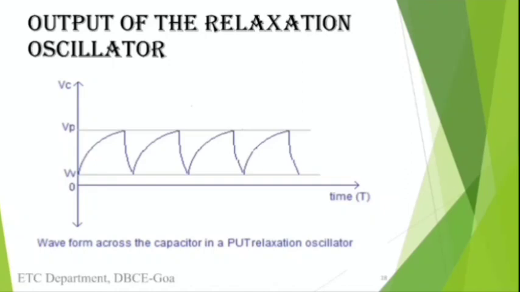Now the frequency of the oscillator is given as f equals 1 upon RC log to the base 10 of 1 upon (1 minus eta).